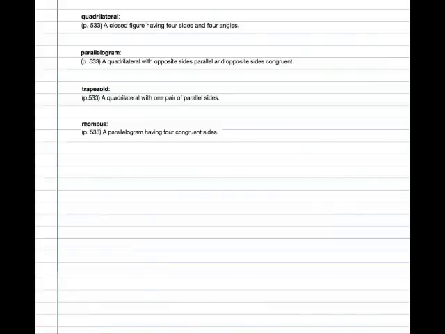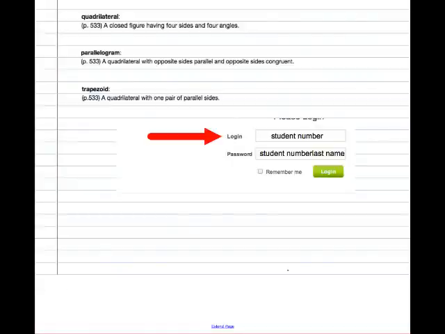Here's our vocabulary for this lesson: quadrilateral, parallelogram, trapezoid, and rhombus. Please make sure those are in your notes. I draw a picture of each of them to help me remember which is which. The hierarchy is a good idea to draw that.